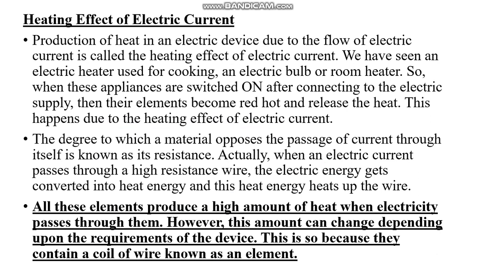When these appliances are switched on after connecting to the electric supply, their elements become red hot and release heat. This happens due to the heating effect of electric current. The heat that is produced in the wire depends upon many factors: the material of the wire, the length of the wire, and the thickness of the wire. The degree to which the material opposes the passage of current through itself, we call resistance.